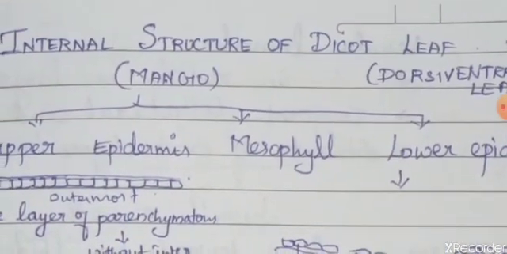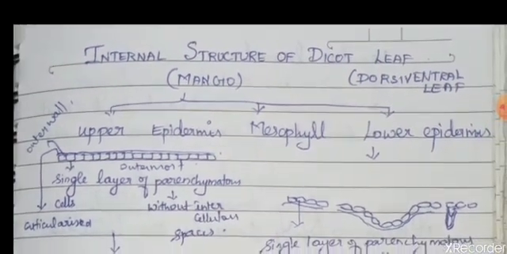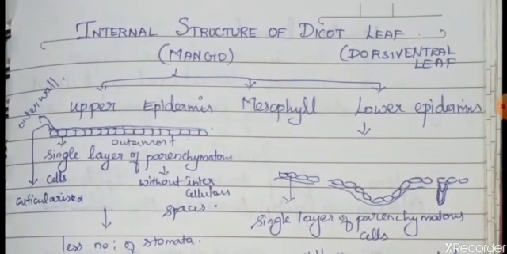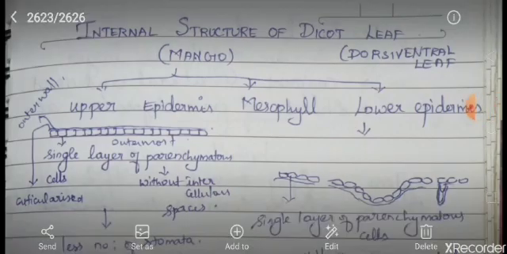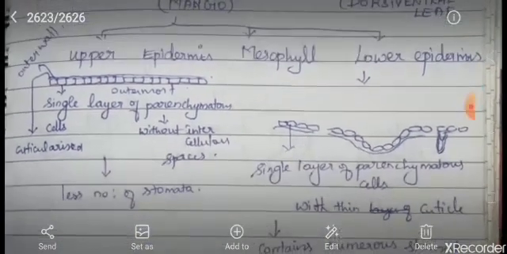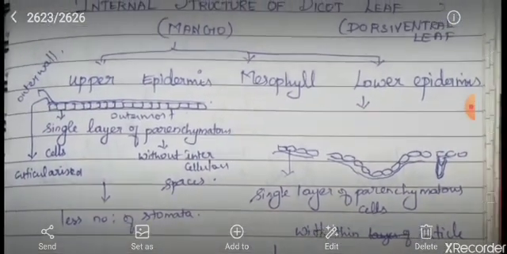So just a small recap. The internal structure of dicot leaf of mango consists of mainly three layers. One is the upper epidermis, the middle layer is the mesophyll, and the lower epidermis. The upper epidermis is the outermost layer, a single layer of parenchymatous cells without intercellular spaces. The outer wall is cuticularized, that means it contains cuticle, and a less number of stomata are found.